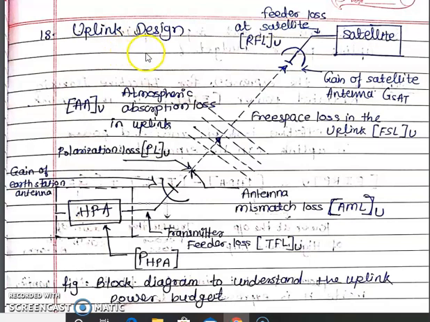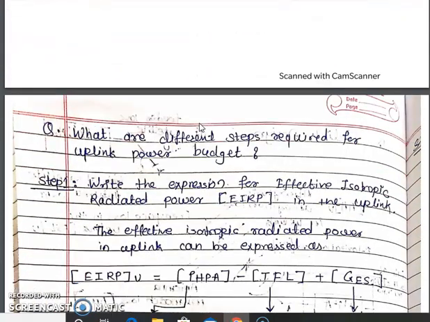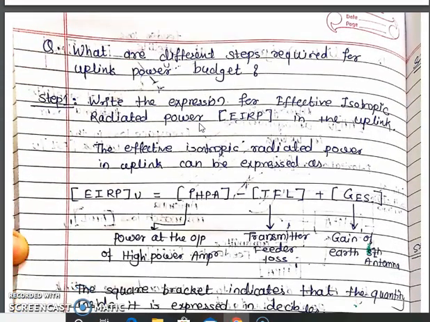Students, one question is based on this uplink design: write down all the steps of the uplink design or satellite link design. You have to write down all the steps at the time of designing the uplink. This is an 8-mark or 10-mark question. Now these are the steps required to design the uplink power budget.